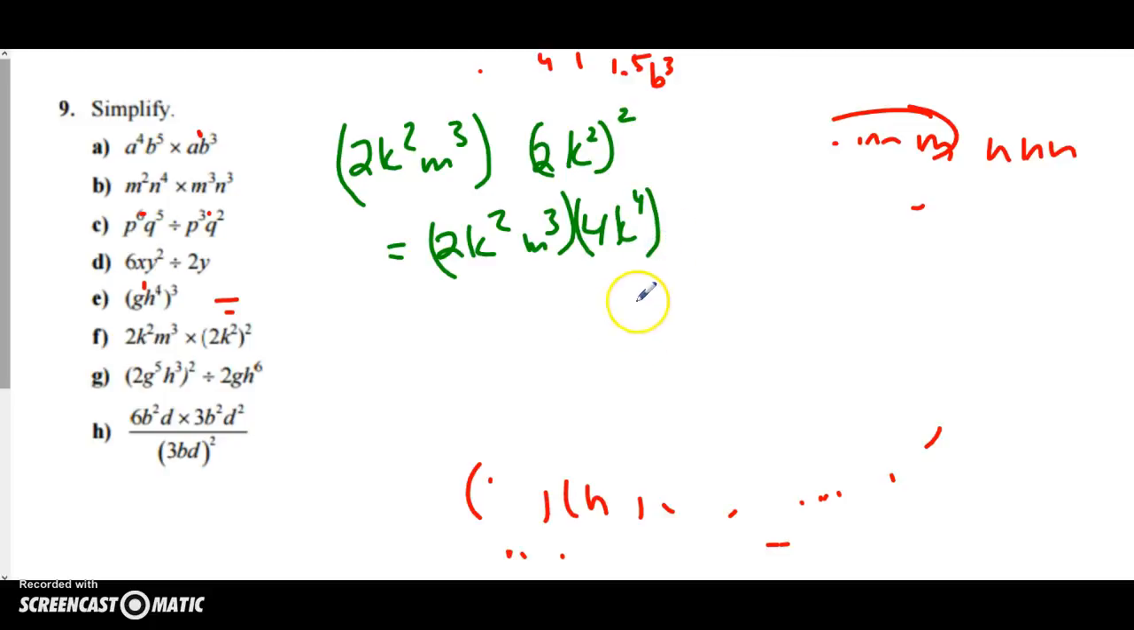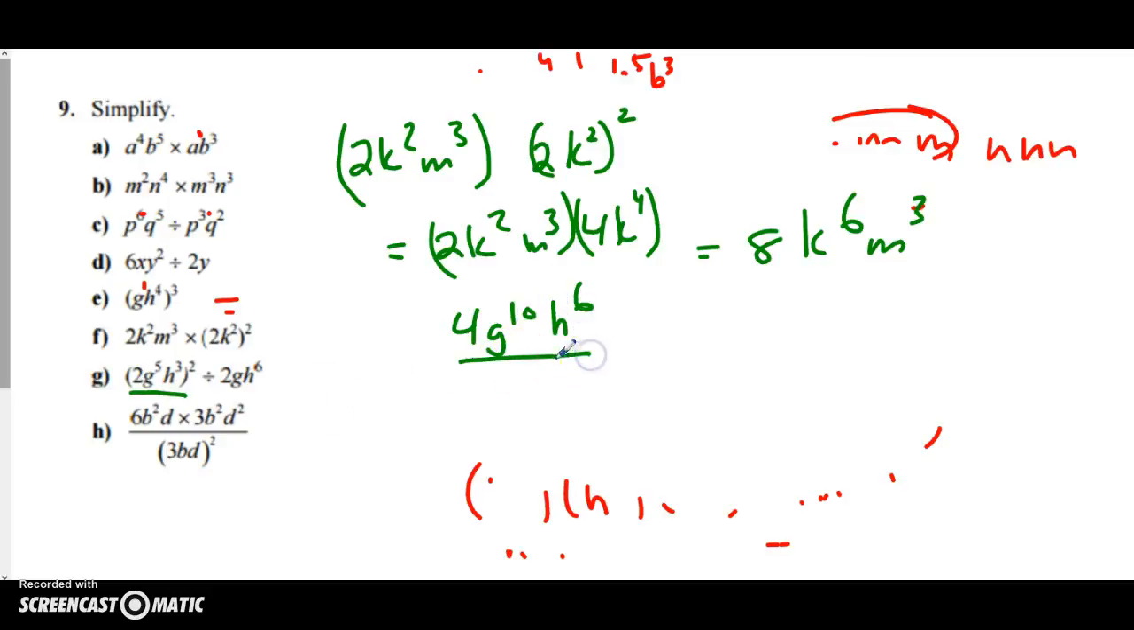So now I just have this question, and I do it the way I would have done one of the questions earlier. 2 times 4 is 8. I have 2 k's, I have 4 k's, so I have 6 k's, and I just have the 3 m's. Okay, that gets me F. G, same sort of thing. You want to clean up this part first. So you're going to square everything. You end up with 4 g to the 10 h to the 6, divided by 2g, and that's a 1, h to the 6.